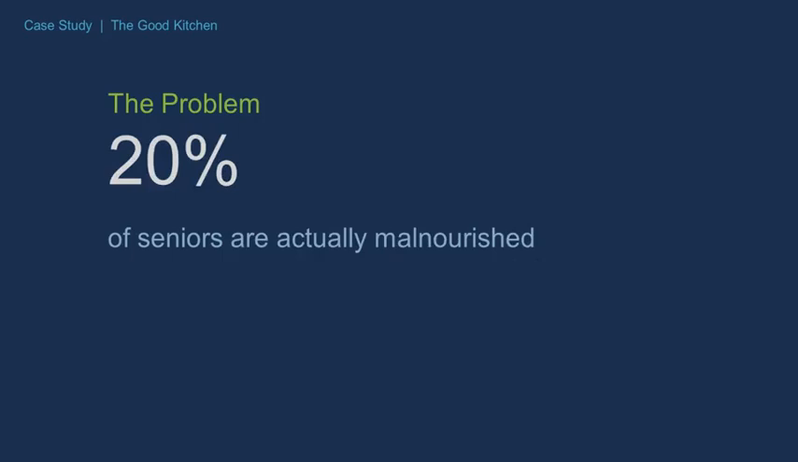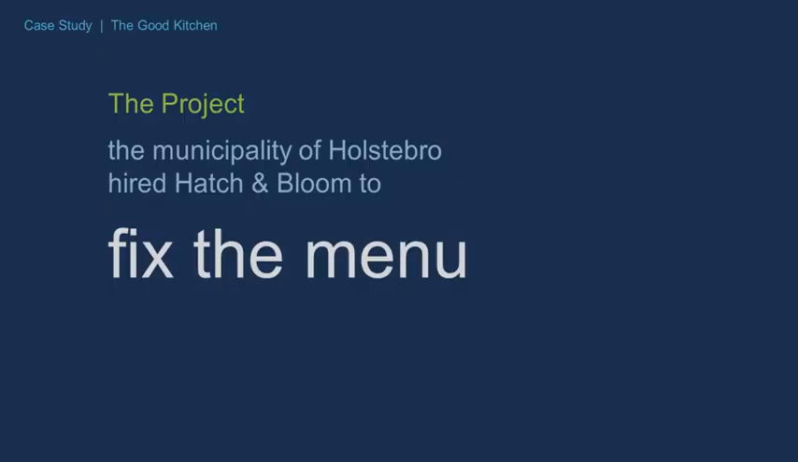In response to this growing social problem, the municipality of Hustabro decided to dedicate their efforts to improve meal service for seniors, and they invited Danish innovation firm Hatch & Bloom to work with them to figure out how to improve the nutrition of their elderly population. Municipal leadership saw the project initially as straightforward. In order to get seniors to eat more, the current menu just needed improving. And they wanted Hatch & Bloom to ask elderly clients about their menu preferences.